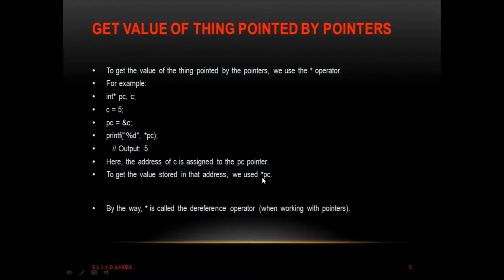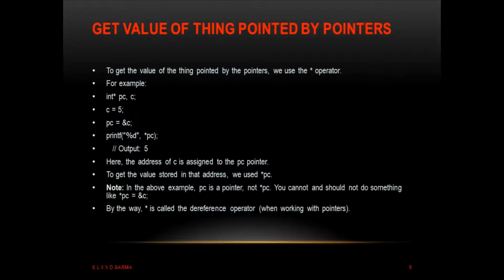So this symbol is called the indirection operator. Indirectly, we are going to get the c value by using the pointer concept. In the above example, pc is a pointer, and we should not write asterisk pc equal to ampersand c. This has a different meaning.